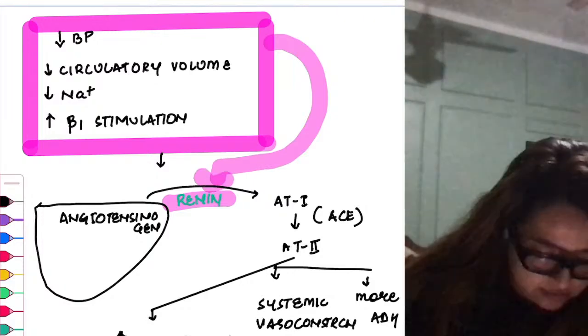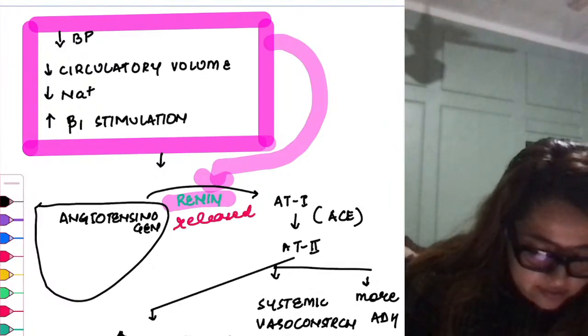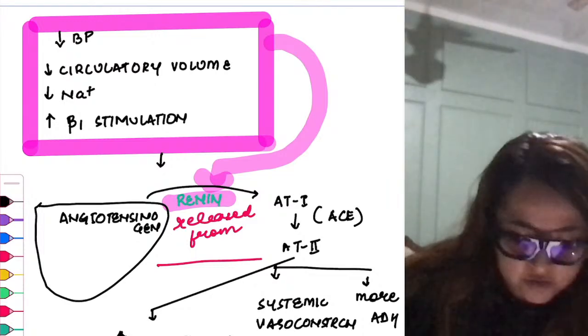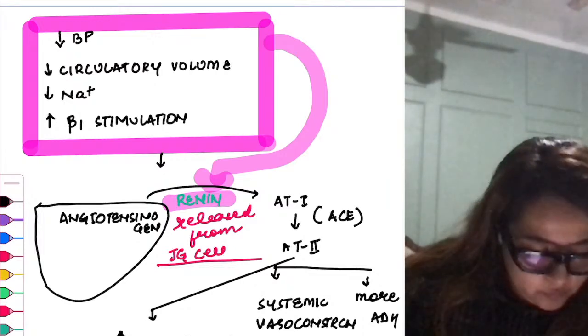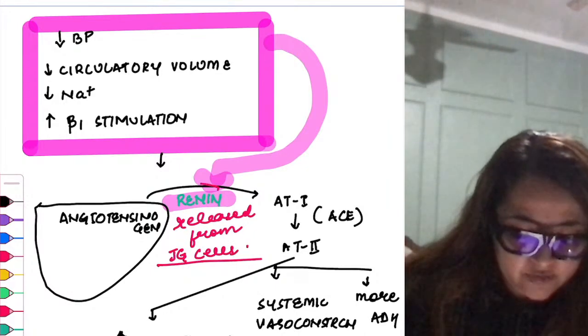So the next question is, renin is released from, yes Akash, that is the right answer. Renin is released from the JG cells, juxtaglomerular cells in the kidney. So what is the function of renin?